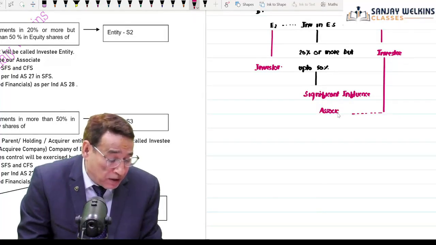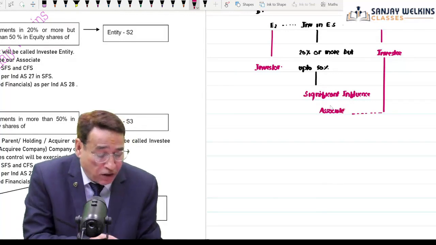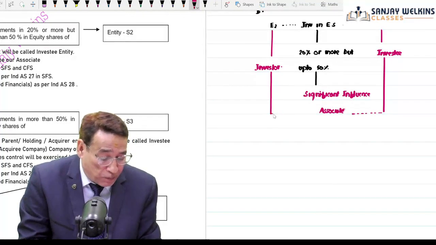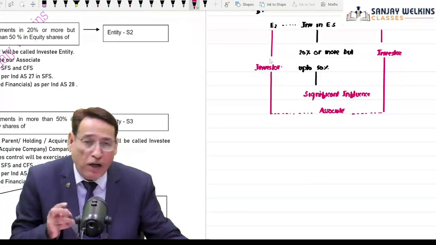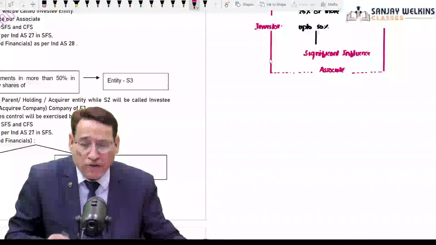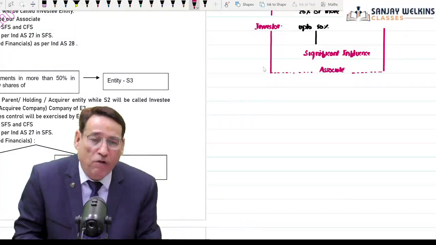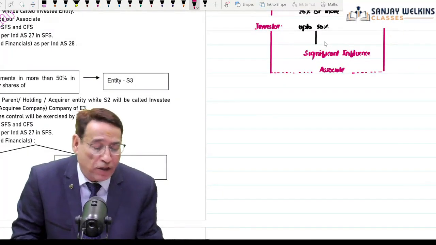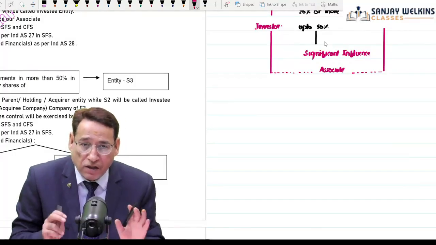It will be considered as an associate entity of the investor entity. So we may say that S2 in this particular case is an associate of E2 entity. Why? Because we have a significant influence. How are we exercising the significant influence? Because we hold 20% or more, but up to 50% investment in the investee entity. Is it clear to you?